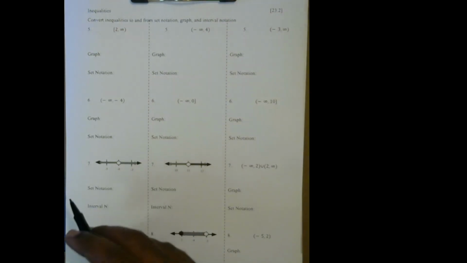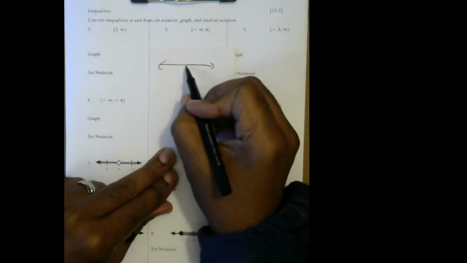We'll be converting inequalities to and from set notation, graphs, and to interval notation. So first we'll look at this one. This says that we have a bracket 2 and then infinity. What this is telling us on the number line, let's draw a number line here. Let's put a 2 on here.